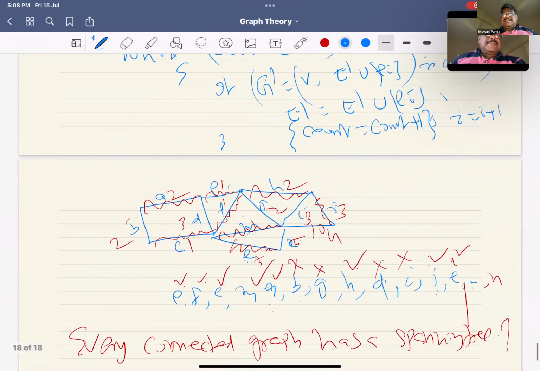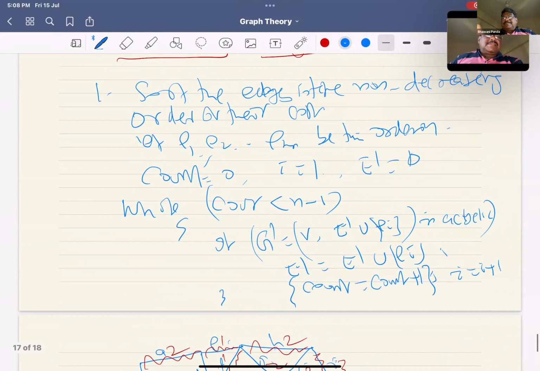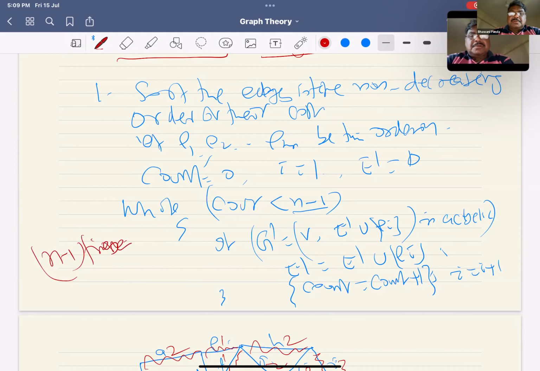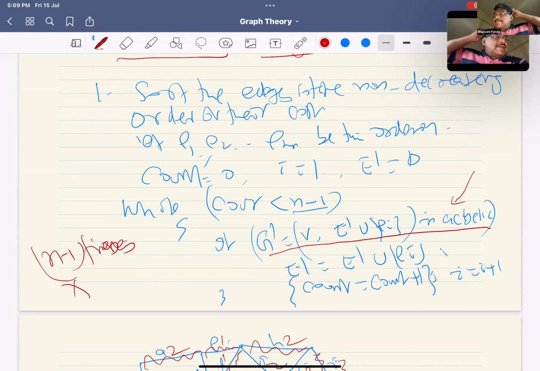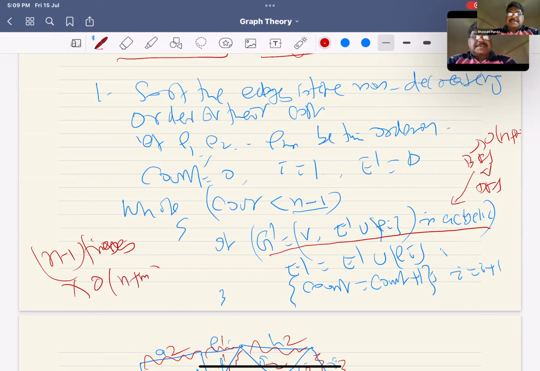So this particular thing, how many times are we iterating? n-1 times, right? So n-1 times into what we are checking? We are checking the acyclicity. So how do you check whether the graph has a cycle or not? We can use BFS or DFS, which is going to take order of n plus m time. So it will be order of n plus m, which is going to be order of n m time.